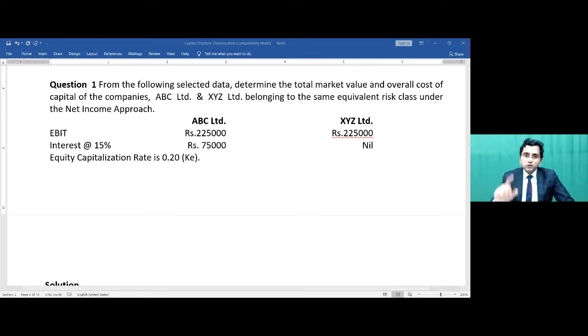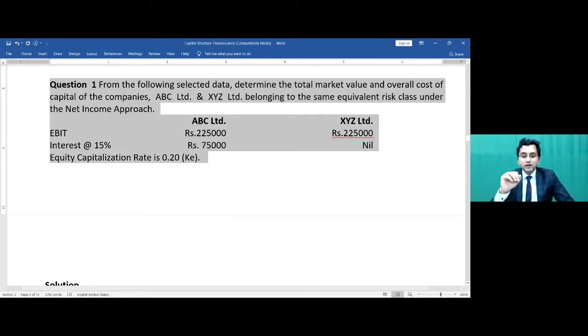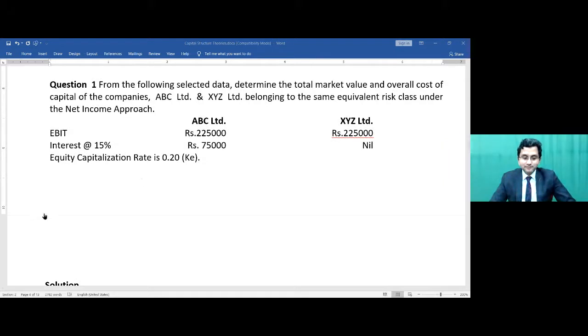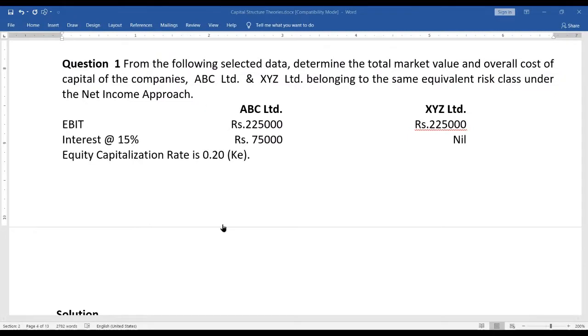So now you have to calculate value of firm as well as overall cost of capital under the net income approach. So the first step is EBIT less interest will give you EAES, divided by KE will give you market value of equity, plus debt will give you value of the firm. Then EBIT divided by value of the firm will give you weighted average cost of capital. These are the steps to solve the question. Now I wish you solve it now. You have maximum 5 minutes of time and your time starts now.